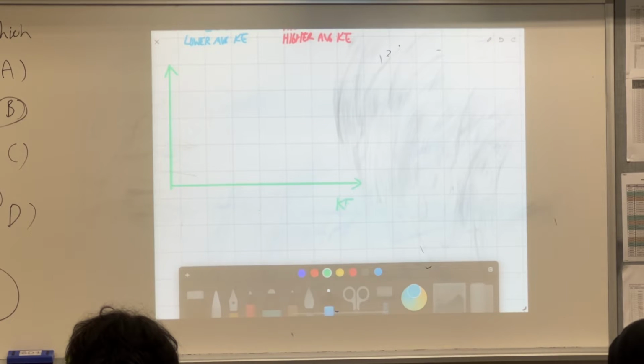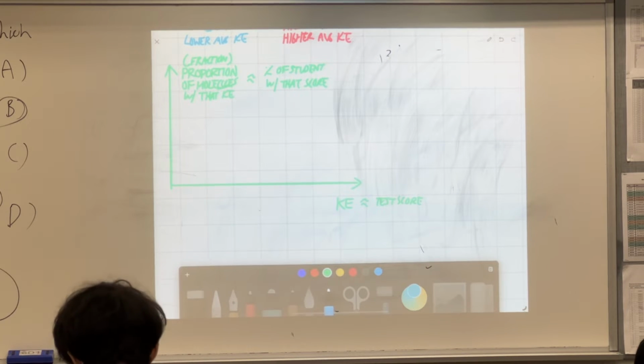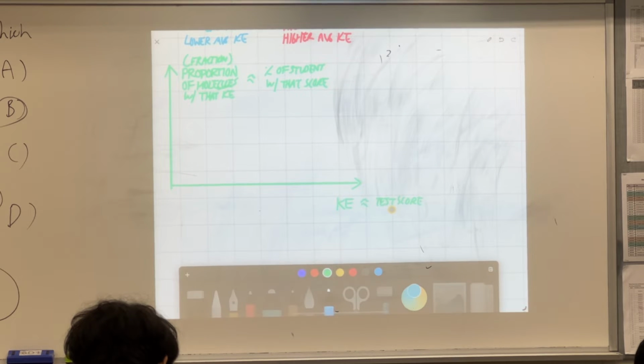Can you label the axis? The x-axis represents KE. I have an analogy to help you understand, don't worry. The y-axis is the proportion of molecules, or you can say the fraction of molecules with that kinetic energy. The analogy we can use here is the percent of students with that score. So you can think of the y-axis as the percent of students with that score, and the x-axis as the test score. Just like in a test, all the students will perform differently. I can almost guarantee you that all the students will not score the same score at the end of the test.